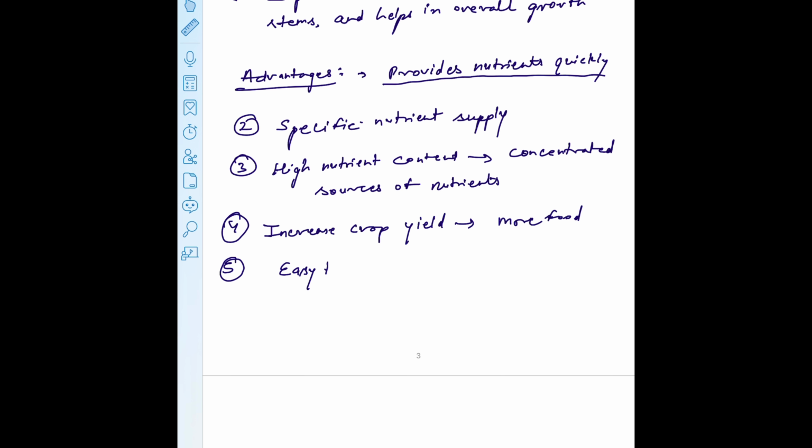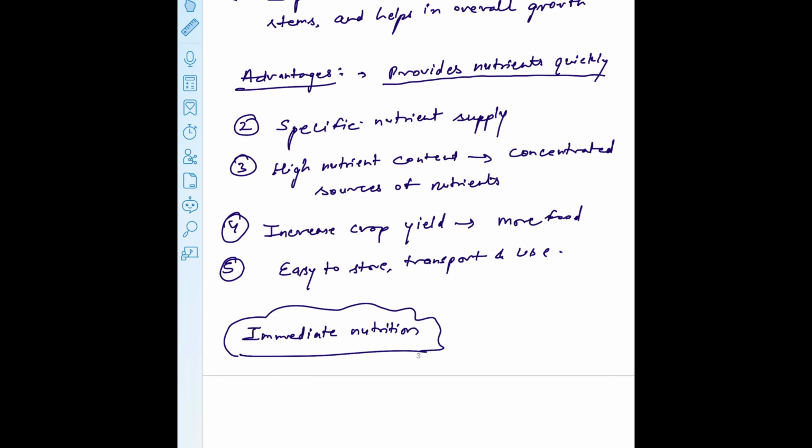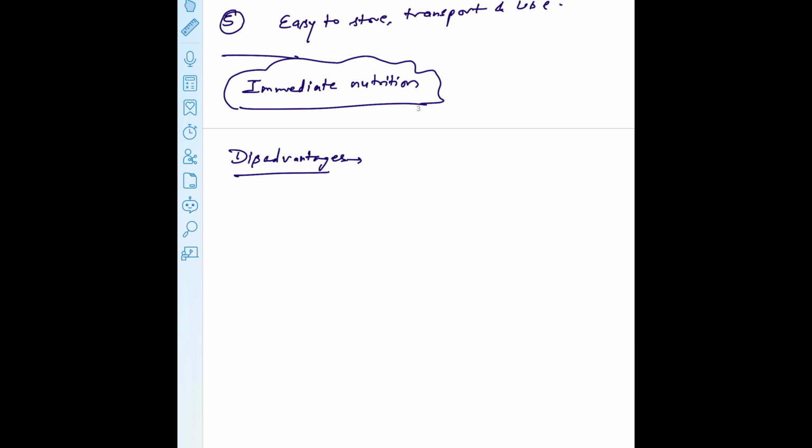And they are easy to store, transport, and use compared to bulky manures. Okay, so we can say that fertilizers are very useful when crops need immediate nutrition. Okay, and what are the disadvantages?